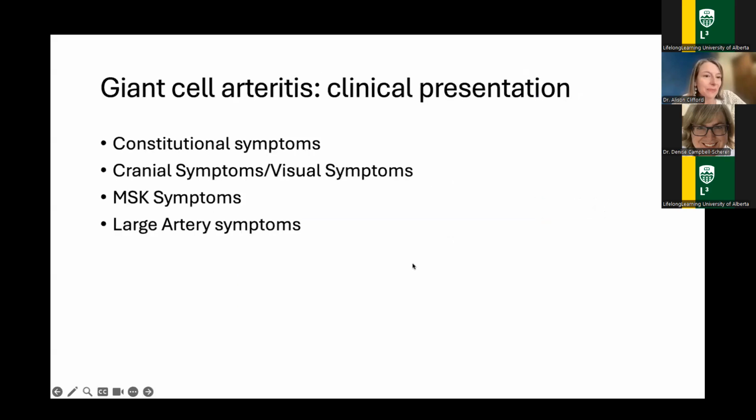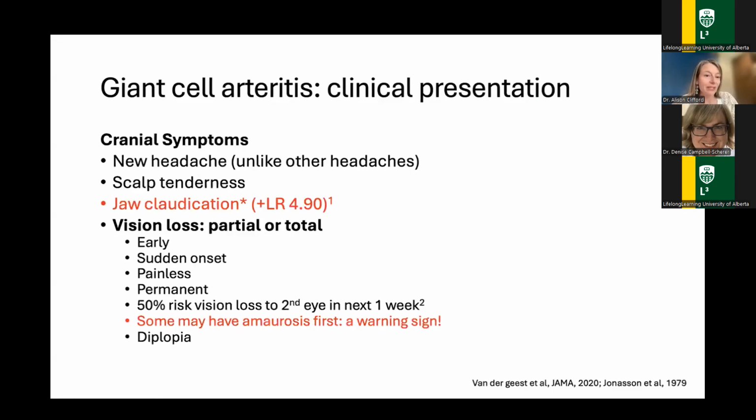In terms of clinical manifestations, patients with GCA present with constitutional symptoms, like we know, so fevers, night sweats, weight loss, fatigue. And then really cranial symptoms and visual symptoms tend to be the most frequent feature that bring patients to doctors. In terms of cranial symptoms, the number one most common symptom is that of a headache. The classic headache being the unilateral temporal headache.